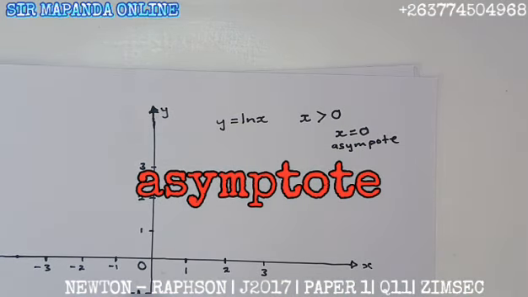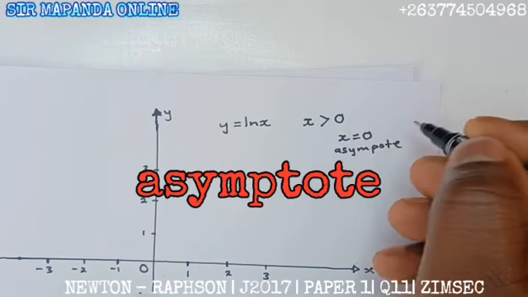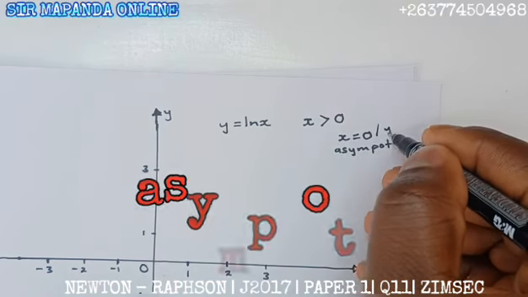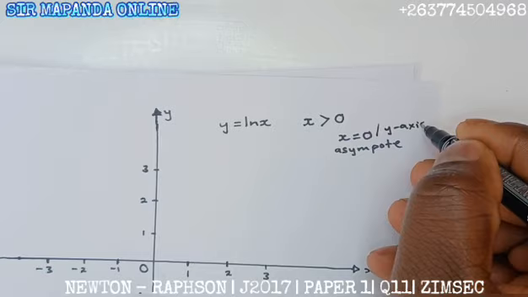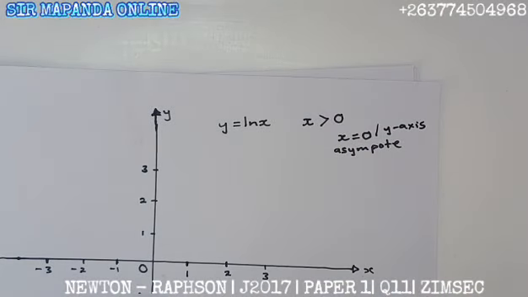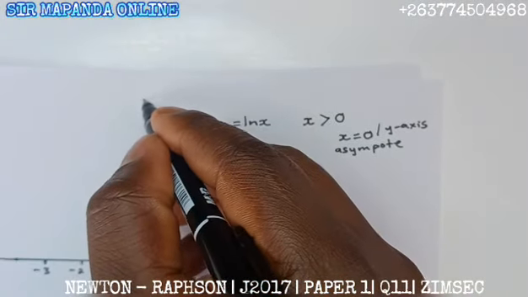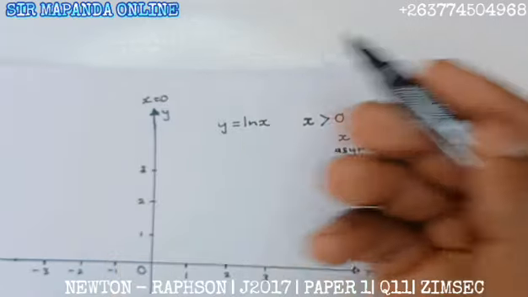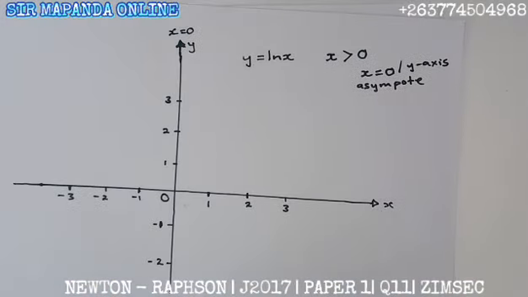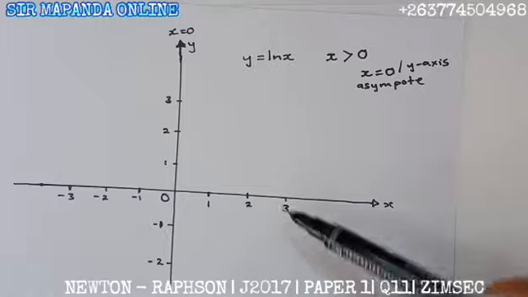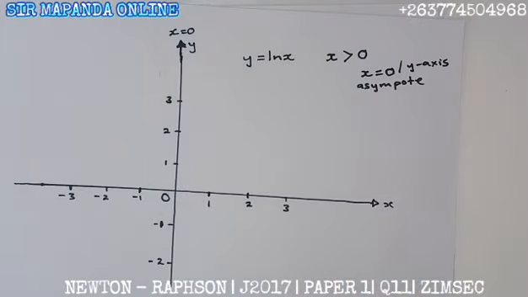Right. So what is x is equal to 0? Another name for x is equal to 0 is the y-axis. So in simple terms, we are saying the y-axis, which is x is equal to 0, is going to act as our asymptote line, and our curve is not allowed to touch this y-axis. I hope you are following. Right. So after identifying the asymptotes, you then need to identify the intercepts.